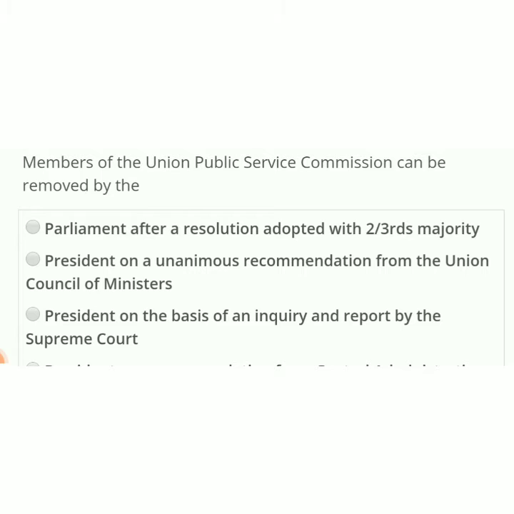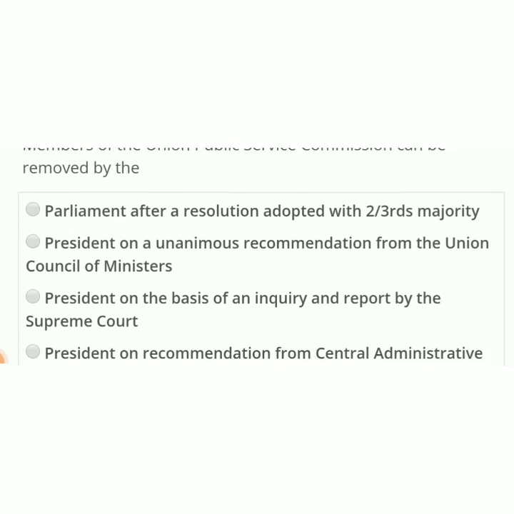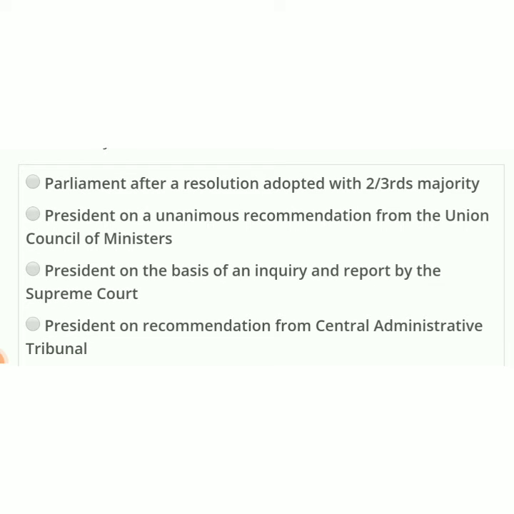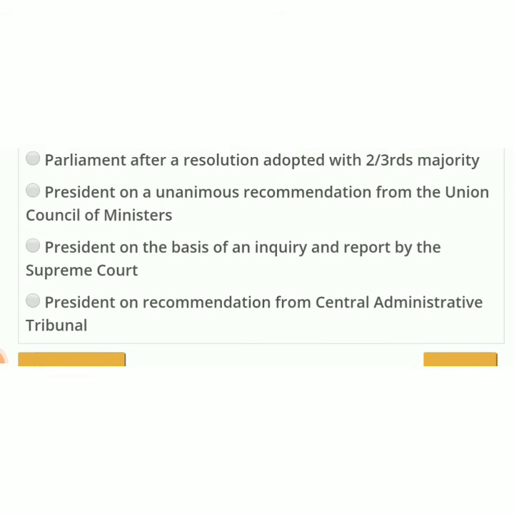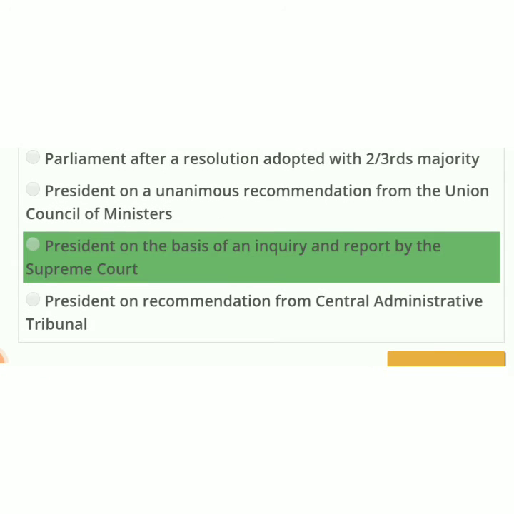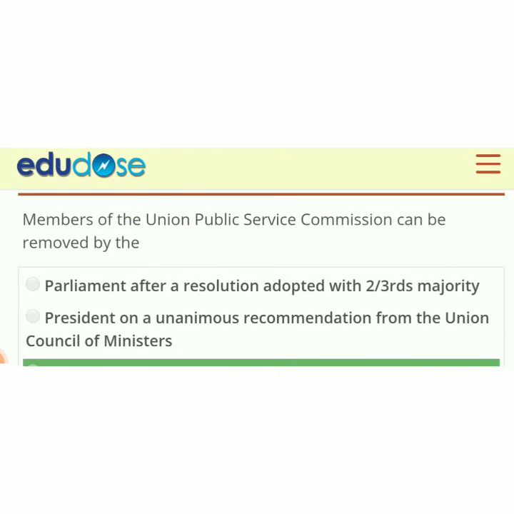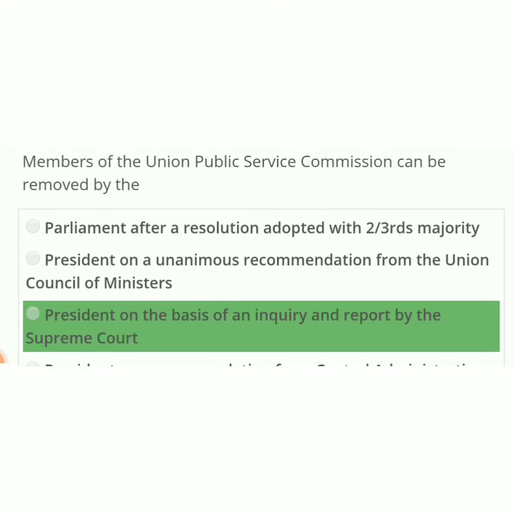A member of the Union Public Service Commission can be removed by the Parliament after a resolution adopted with two-thirds majority; by the President on a unanimous recommendation from the Union Council of Ministers; by the President on the basis of an inquiry and report by the Supreme Court; or by the President on the recommendation of the Central Administrative Tribunal. The correct option is the President on the basis of an inquiry and report by the Supreme Court.